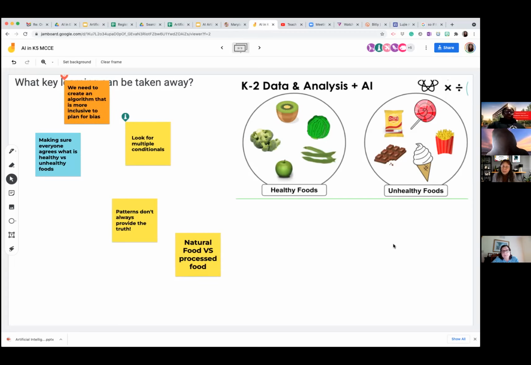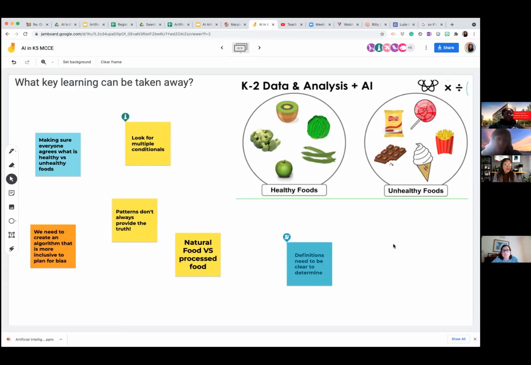Looking for multiple conditions, right? Not just a single feature. Natural food versus processed food, and how do you tell the difference between one and another would be a good content area conversation to have. The algorithm is actually going to have to be kind of complicated, and it has to be inclusive right from the beginning. And does everybody really even agree on what's healthy or what's unhealthy? What's fair or what's not fair? Those are some of the decisions computers are making. And are we really doing that?